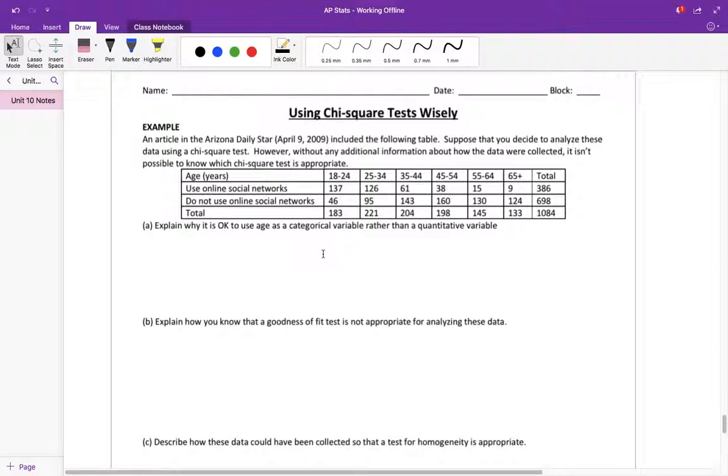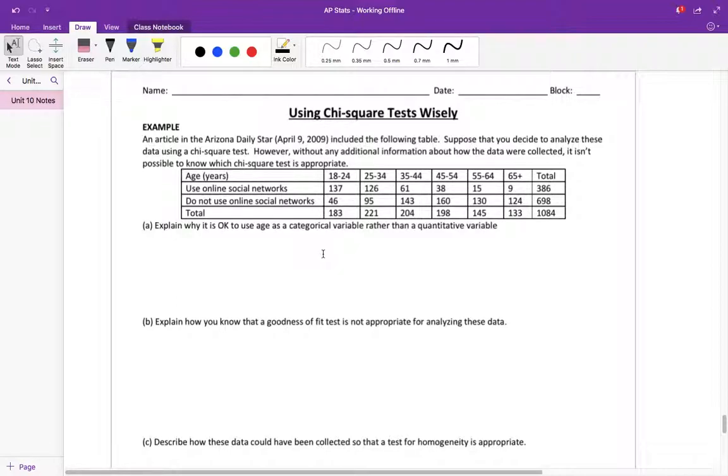Suppose that you were going to analyze this data using a chi-square test. However, you didn't have any additional information about how the data was collected. With that being said, it's really not possible to know which chi-square test is appropriate. So we'll talk about what information we would need to know if each test would be appropriate. Notice that you've got age in years ranging from 18 to 24 all the way up to 65 and up, versus whether they use online social networks or not.